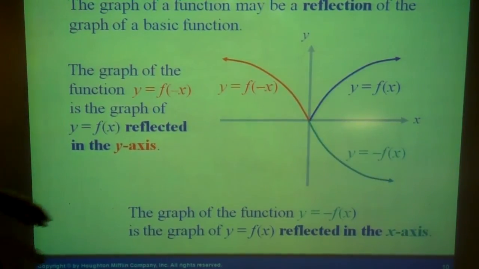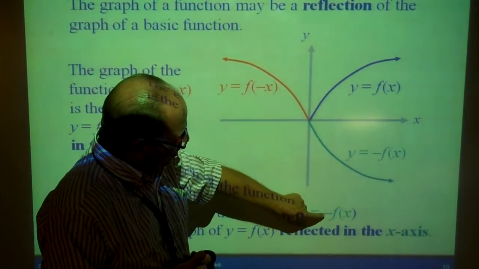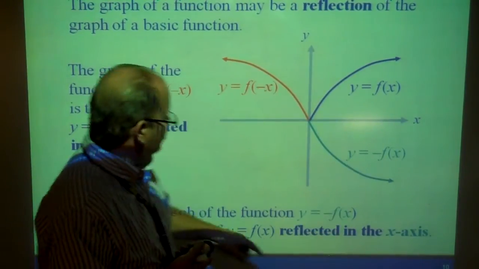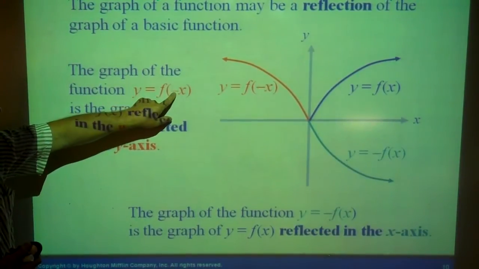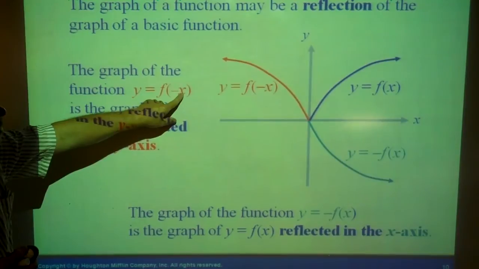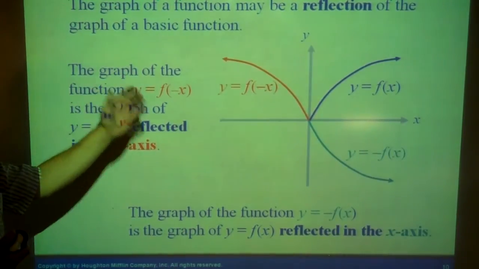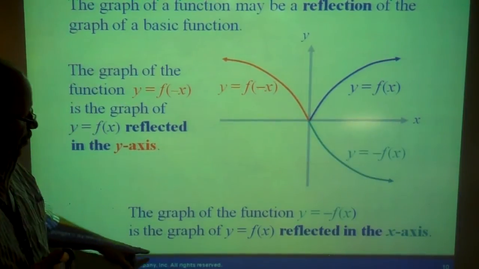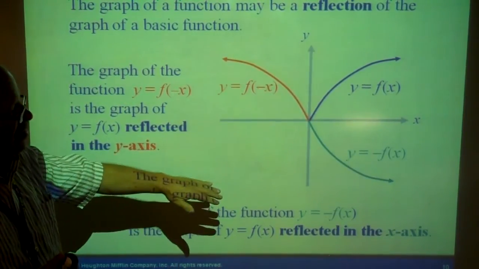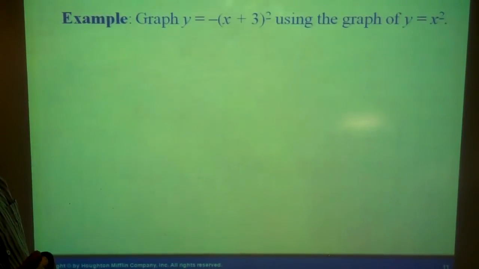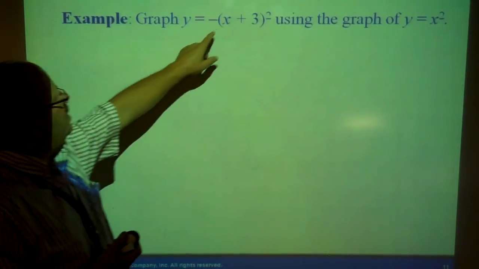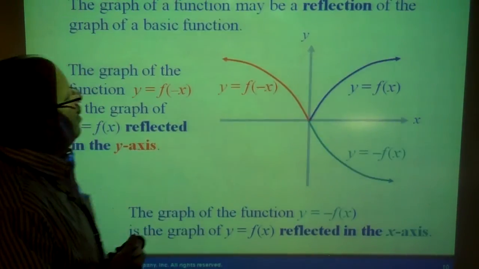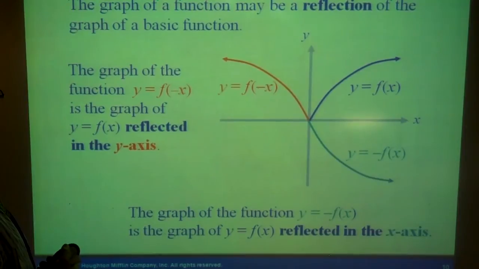And if you take the negative of the whole function, see the difference? This is the negative of the input. It flips it over the y-axis. If you take the negative of the output, it's going to flip it over the x-axis. Example: negative of x plus 3, squared, using the graph of f of x.